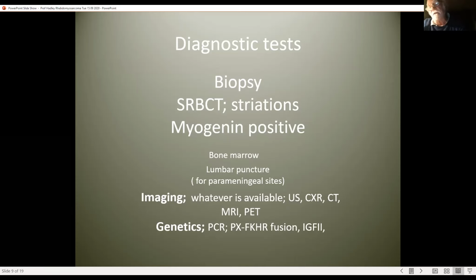We've got to remember to do the bone marrow, as was pointed out. About a third of patients will have positive bone marrows. And imaging, you do whatever you've got. I mean, if what you've got's an MRI, great. If you haven't got an MRI, then do an ultrasound. What we're trying to determine is how operable is the tumor. What would need to be removed to clear the tumor completely?